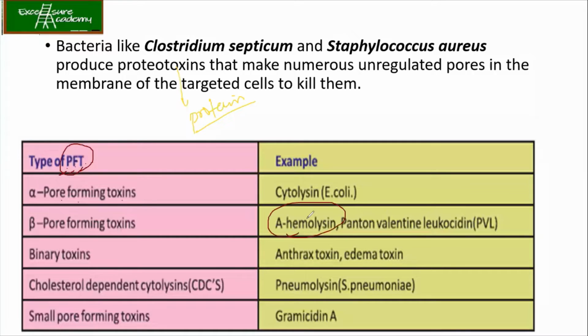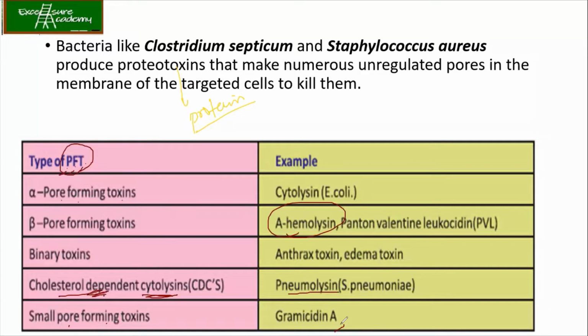Remember this one from these, because this is always asked. Then binary toxins: anthrax toxin, edema toxin; cholesterol dependent cytolysin. When you say cholesterol dependent, you can talk about the lipid rafts, if you remember, right? There the concentration of cholesterol is more. So these cytolysins are totally dependent on the cholesterol. The example is pneumolysin. Small pore forming toxins, their example is gramicidin A.